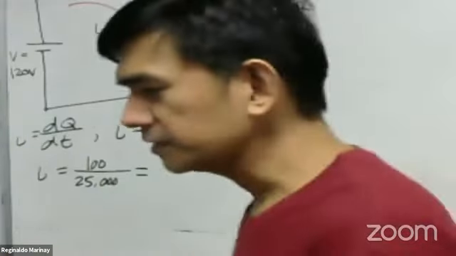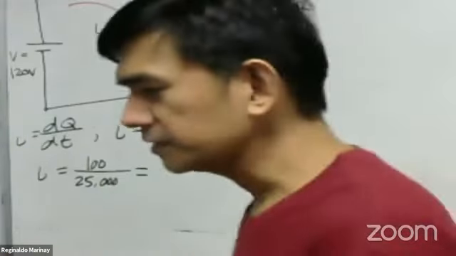Let's go to the PowerPoint presentation. What is the answer? 100 divided by 25,000. The answer would be 4 millicoulomb, no? Or 4 times 10 raised to negative 3. No? That is coulomb per second. The coulomb per second is just simply amperes. No? That is in amperes. Okay? Let's go over to the next question.